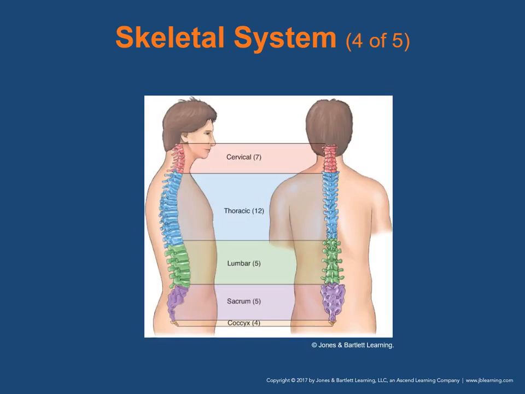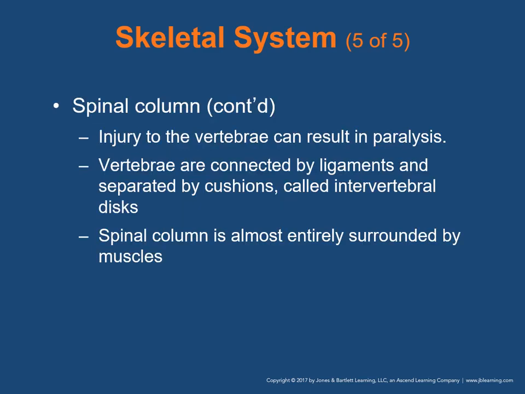This figure shows the 5 sections of the spinal column, and you see they're in different colors. So you have the 7 bones of the cervical in pink, the thoracic in blue, lumbar in green, the sacrum in purple, and the coccyx in brown, right at the very bottom. Injury to the vertebra can result in paralysis.